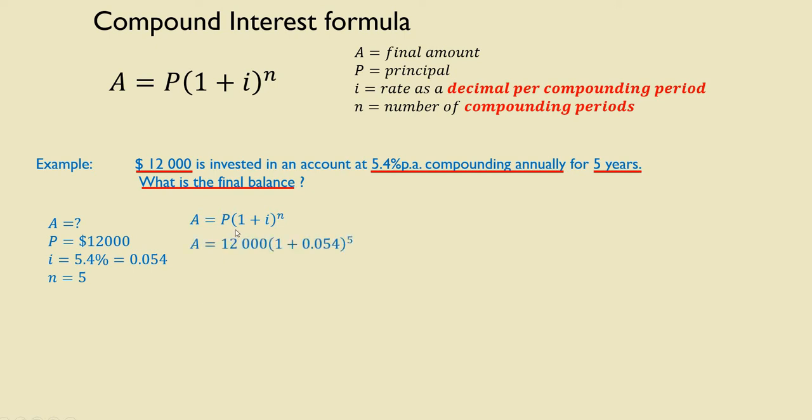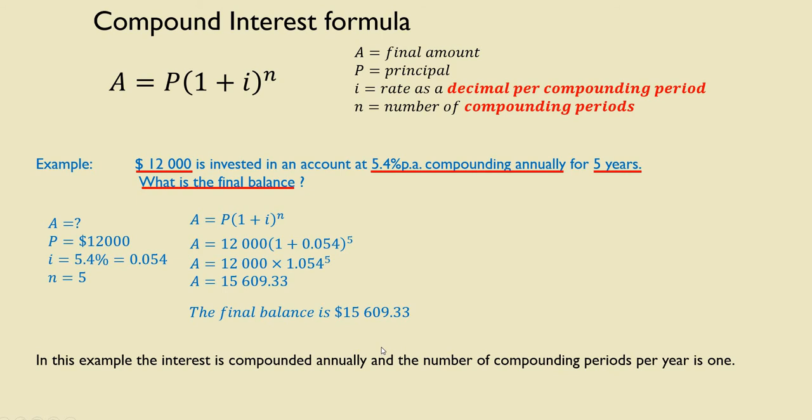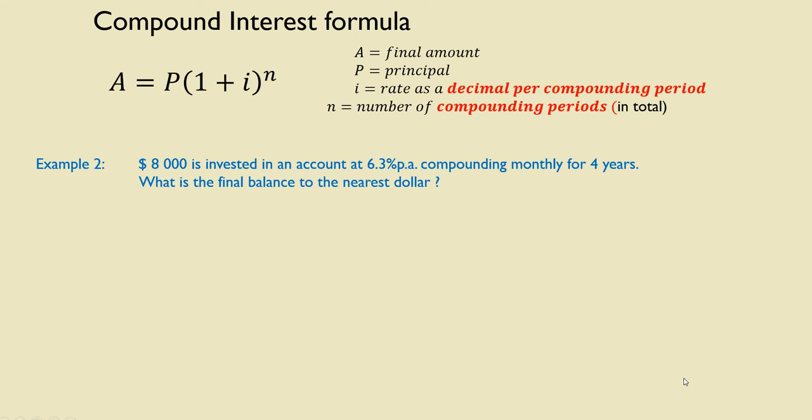We write down our formula, substitute into our formula, calculate our answer, add our units, check that we've answered the question, and check that the answer seems reasonable. Now in this example, it's important to know that the interest is compounded annually, so the number of compounding periods each year is 1. That's important. Let's have a look why in this next example.